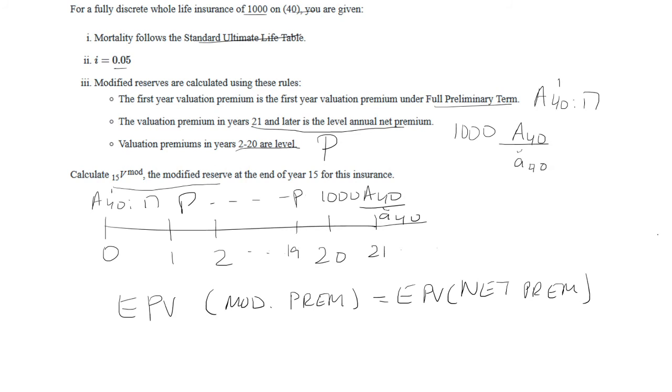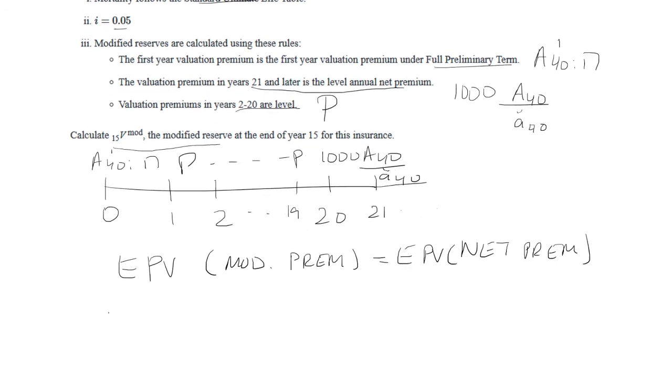A good way to think about this is, the benefit never changes. Even before we modify the premium, the benefit didn't change. The only thing we're changing is how we're paying the premium. If we use the equivalence principle, we set the expected present value of the benefit equal to the expected present value of the premium. Since those two are equal, the net premium has to be the same as the modified premium. So let's set those two equal.